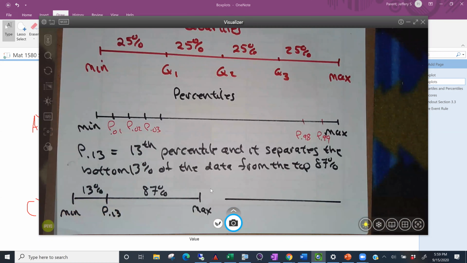Now, what I want you to know is the difference between these two things. So let's take a look at another one. Let's say min, max, P.80. That's going to separate the lower 80% from the upper 20%.